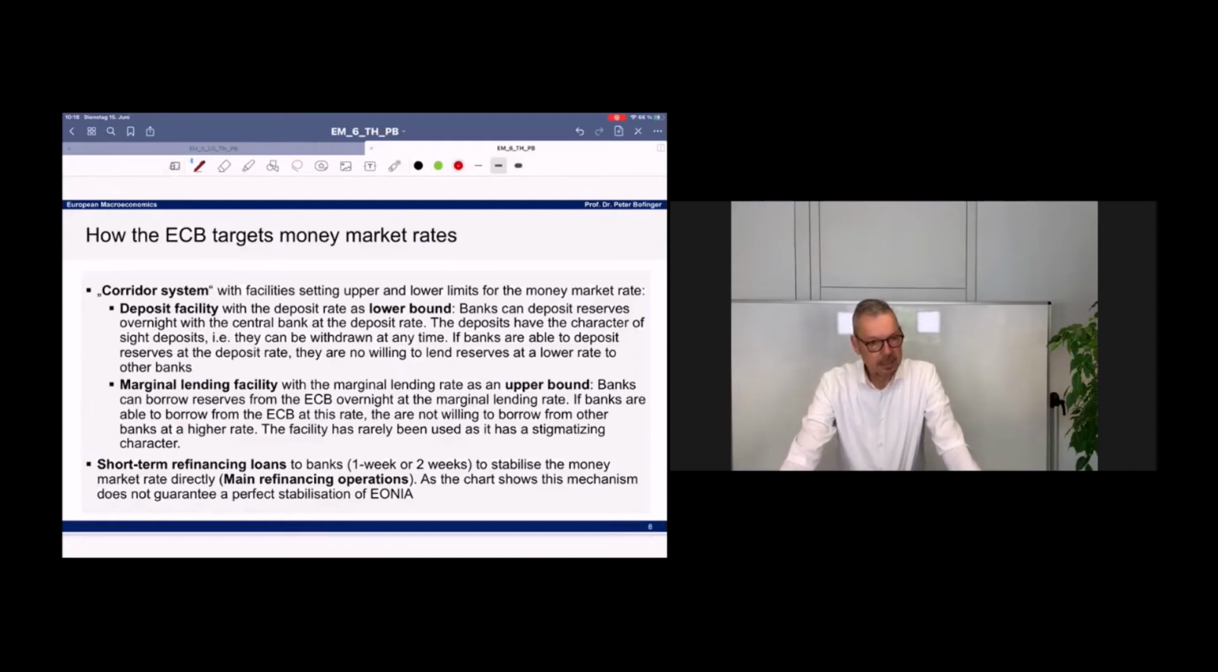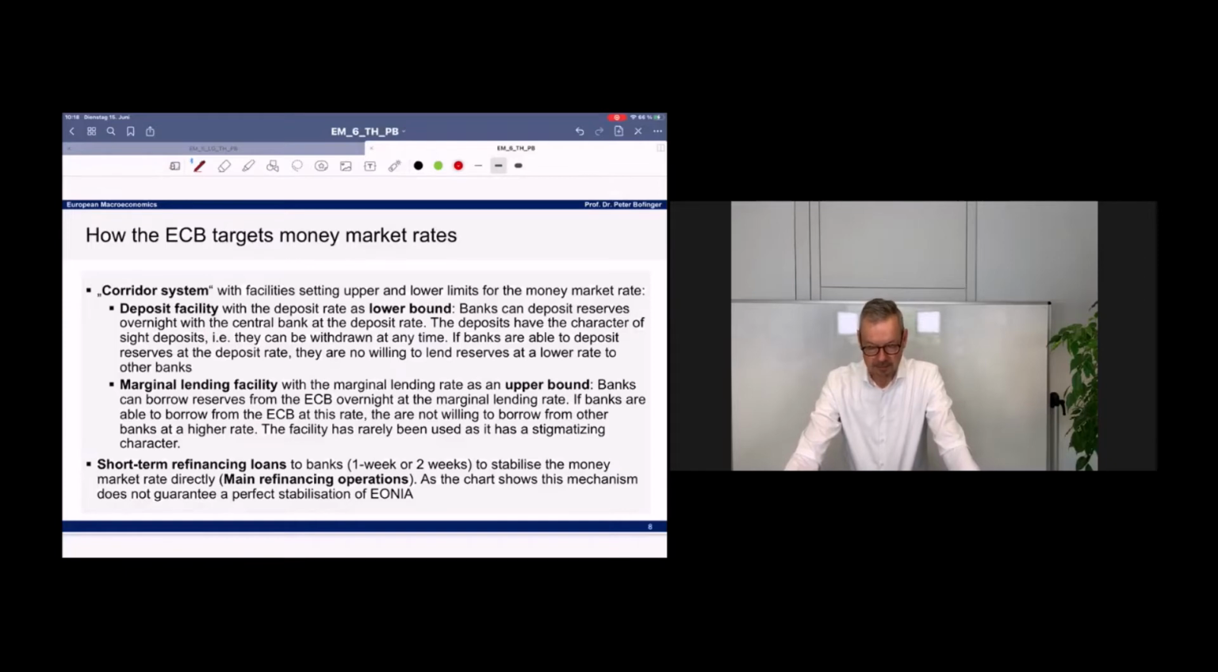And a facility means it's always the decision of the banks how much money they want to deposit at this facility, so there's no quantitative limit. A facility also means that the money in this deposit facility is highly liquid, so the banks can withdraw the money from the deposit facility at their own discretion at any time. So it's really a very short-term facility, and therefore the deposit facility is an effective lower bound for the overnight rate on the money market.